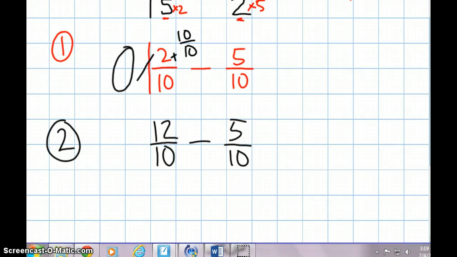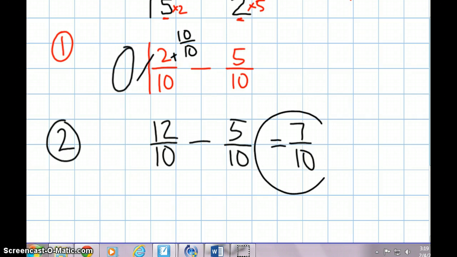Okay, so finally now I can subtract, and 12 tenths minus 5 tenths is 7 tenths. I had no whole numbers remaining, so my answer is going to be 7 tenths. If I had whole numbers remaining, I would do the subtraction of those now and then combine them with the fraction, but because there are none left, my answer is 7 tenths.